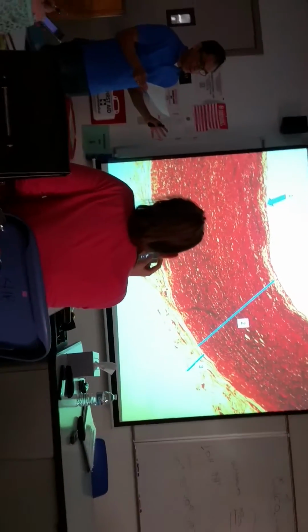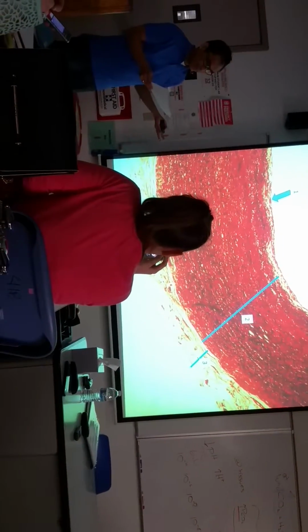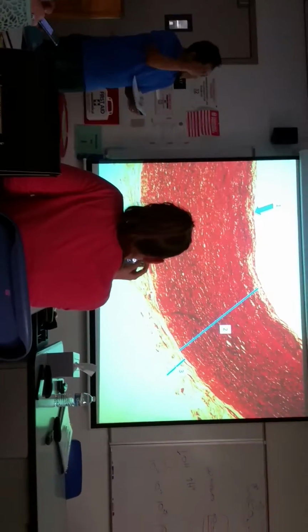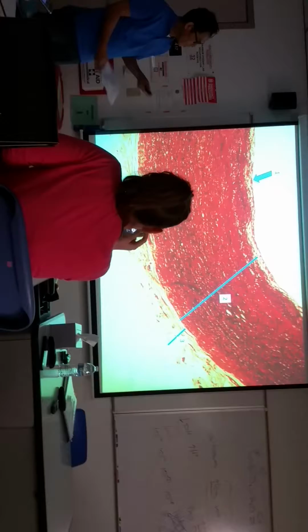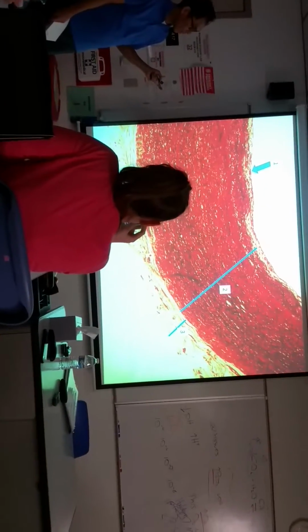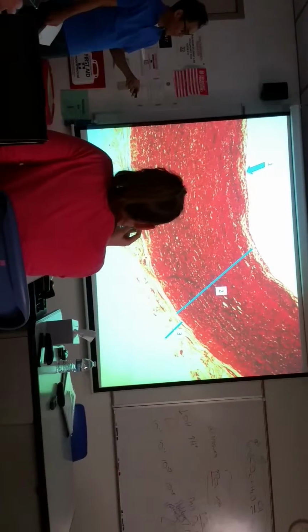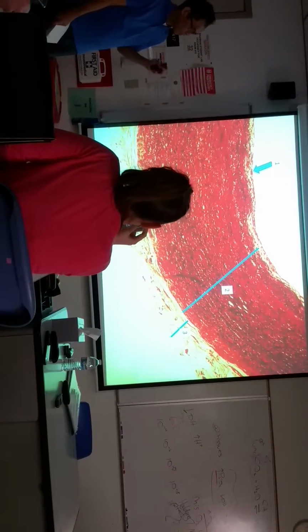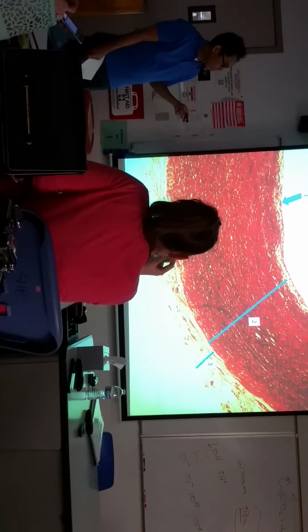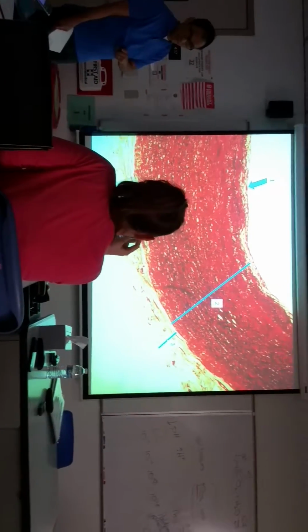I also might ask you to identify cell or fiber types in the tunics. For this one, I want you to know the internal elastic lamina, but you really can't see it here, so don't worry about it. Here you see the blackish and the pinkish. The blackish are elastic fibers. You need to know that. And the reddish are smooth muscle cells. You need to know that.